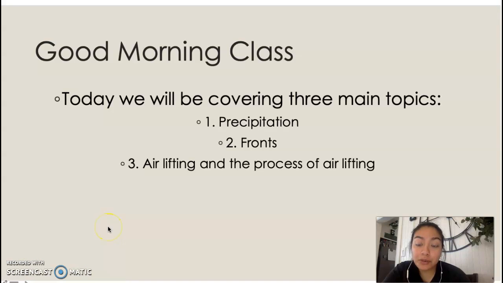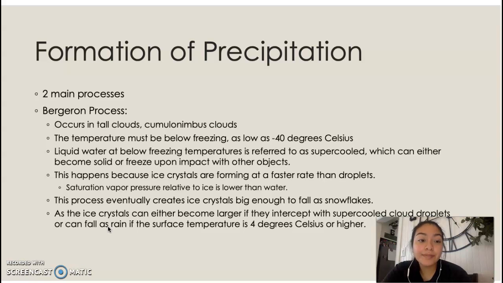Today we will be covering three main topics: precipitation, fronts, and airlifting and the process of airlifting. The formation of precipitation has two main processes. We will begin by covering the Bergeron process.